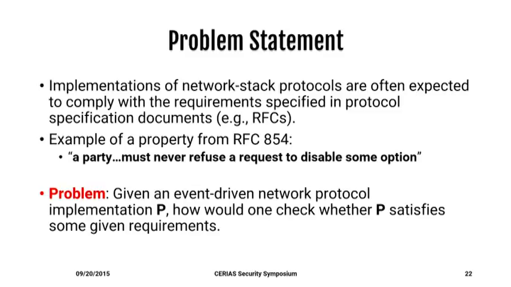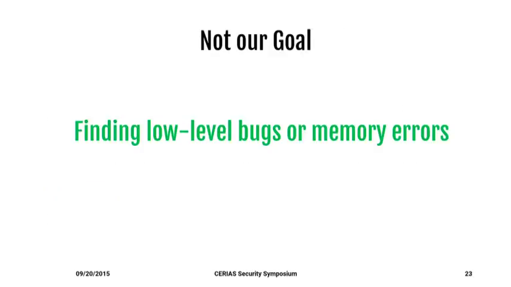Now, the problem basically says is, given an event-driven network protocol implementation P, how would one check whether P satisfies some given requirements? We don't force the requirement to come from RFCs. It can come from anywhere. It could come from the system restrictions or the developer itself.